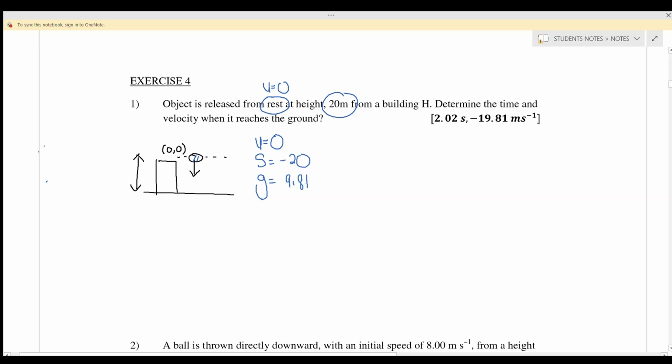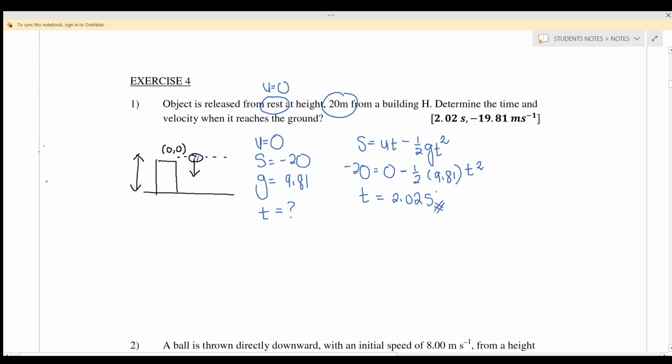So we substitute into the equation where we want to find t. We have u, s, g, and t, so we can use s equals ut minus half gt squared. Here s is negative 20, u is equal to 0, and half g is 9.81. I already put the negative in front, so when I substitute, I just substitute 9.81 for g. t is the value that we want to find, and you will get t equals 2.02 seconds.